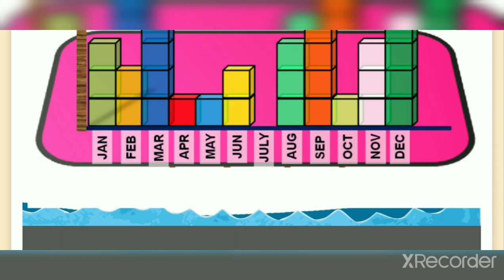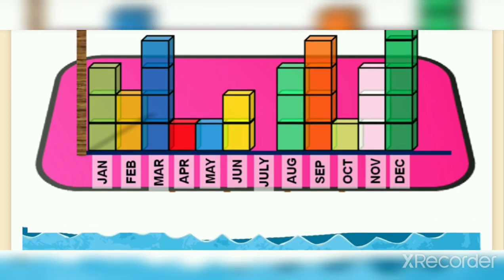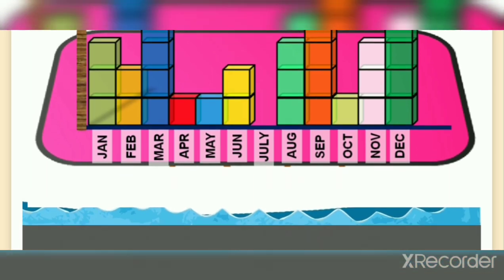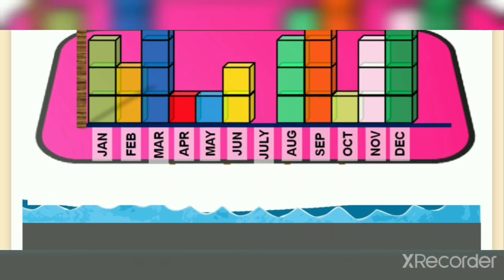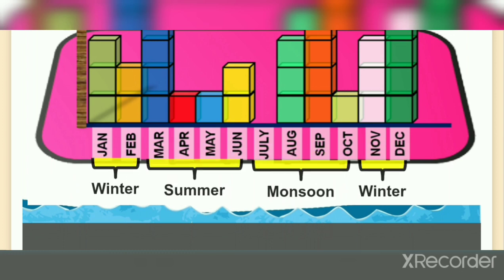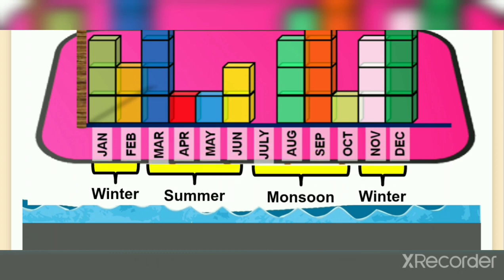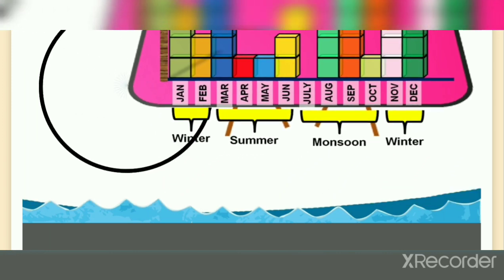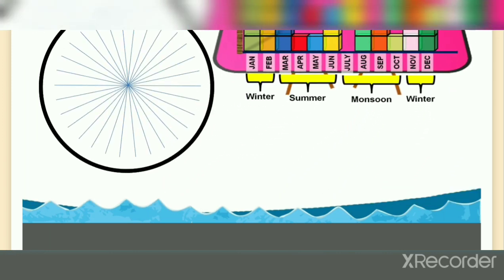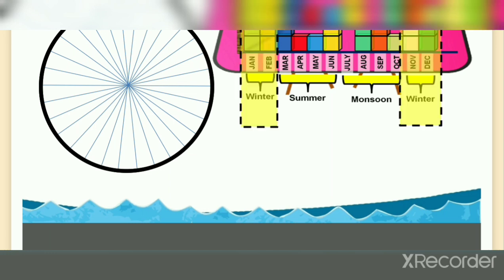Now we will represent the same data through a circle chart. In this chart, we have to show the number of children whose birthday falls in different seasons. First, draw a circle and divide it into a number of parts equal to the total number of birthdays, that is 30. Now, count the number of birthdays that fall in the winter season, that is 14.